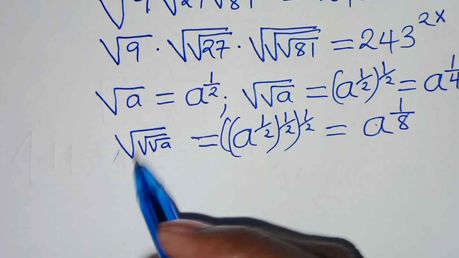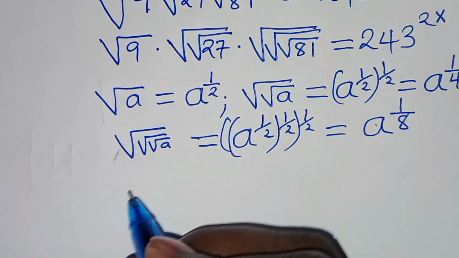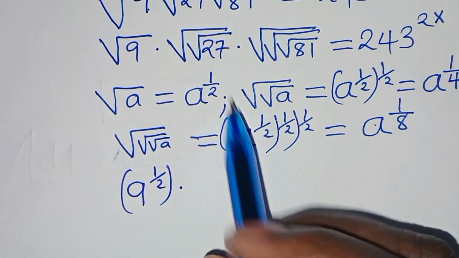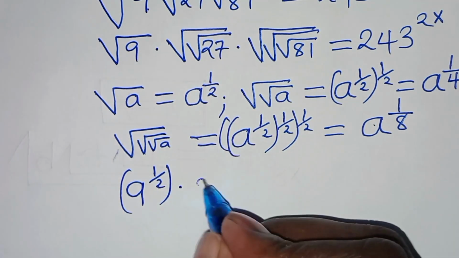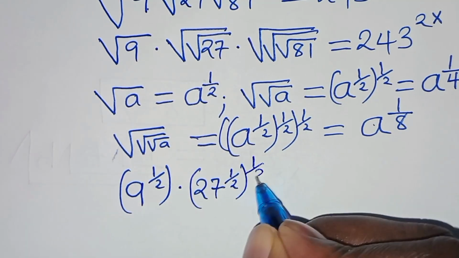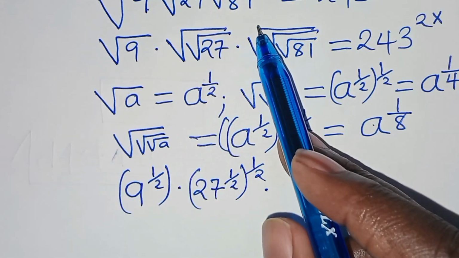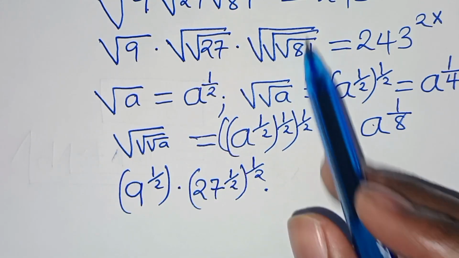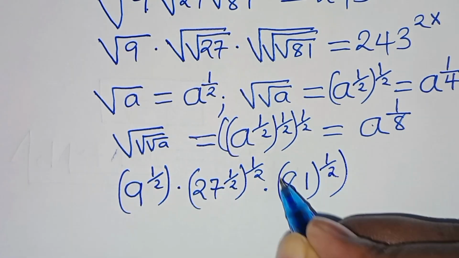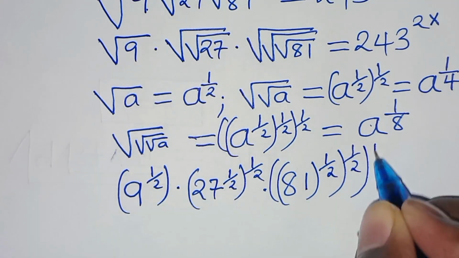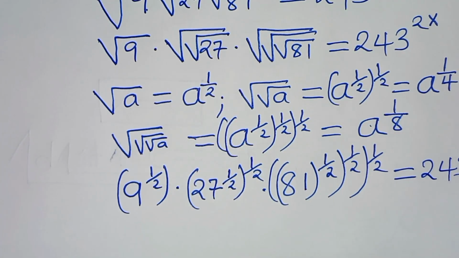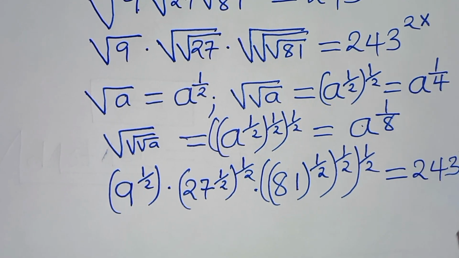The next step is that we have square root of 9. This is the same thing as 9 raised to power half, multiplying by double square root of 27, which is 27 raised to power half, then times, now we have square root of 81. This is the same thing as 81 raised to power half, and again raised to power half. So this is equal to 243 raised to power 2x.